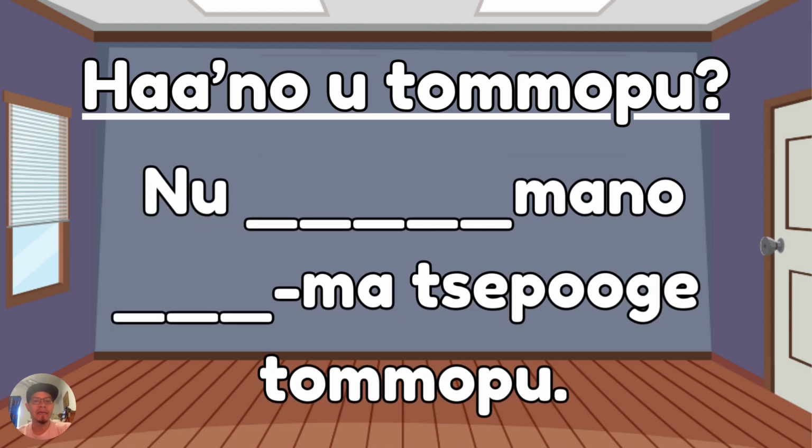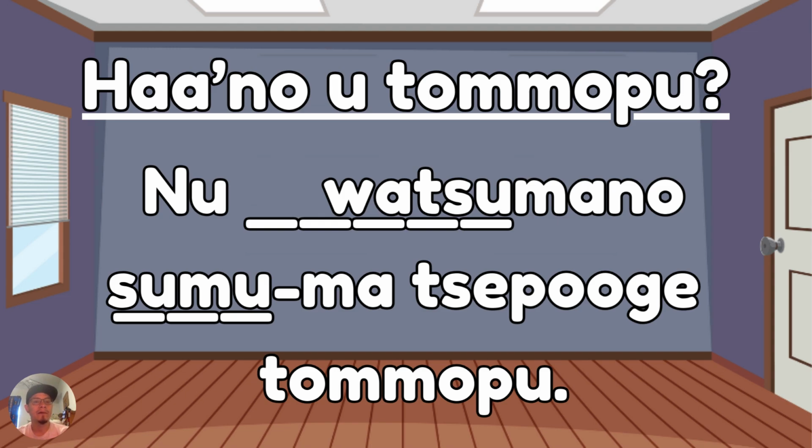To answer, you can say ne blank mano blank ma tsipugi tomop, and you just add it. So for me, I'm 41. So I would say ne watsuma no sumu ma tsipugi tomop. Excuse me, 41. I am 41 years. Or I have 40 years with 1 added on.